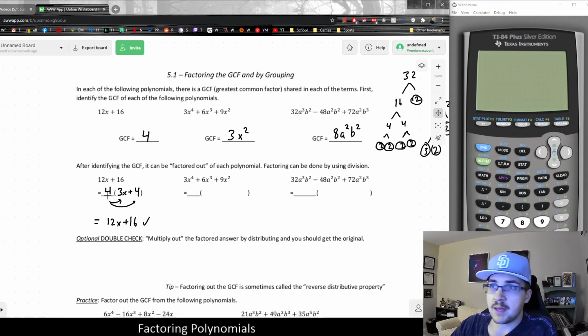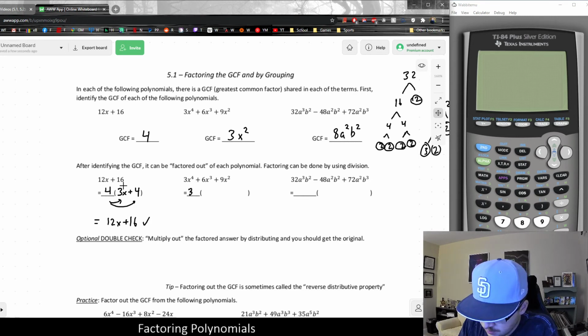Now, sometimes you might be asked to multiply it out, and you might be wondering, well, what's the correct answer? It's not really about a correct answer. It's just about taking a polynomial and writing it in a different way, using a factorization, as we call it. And same thing with the other two.